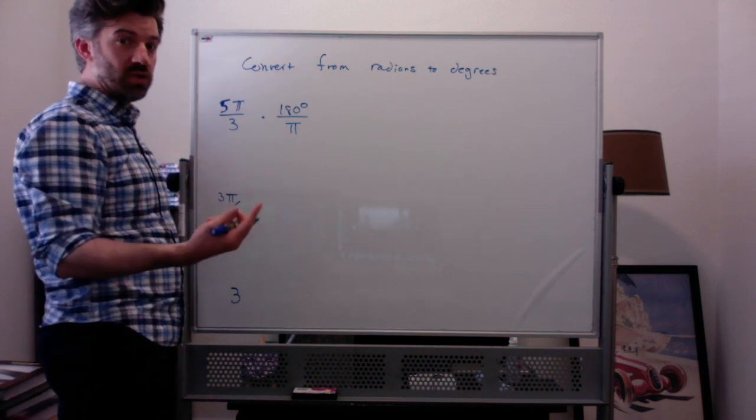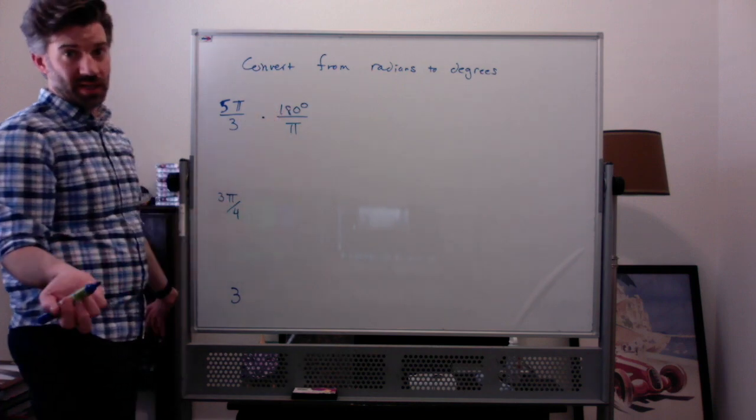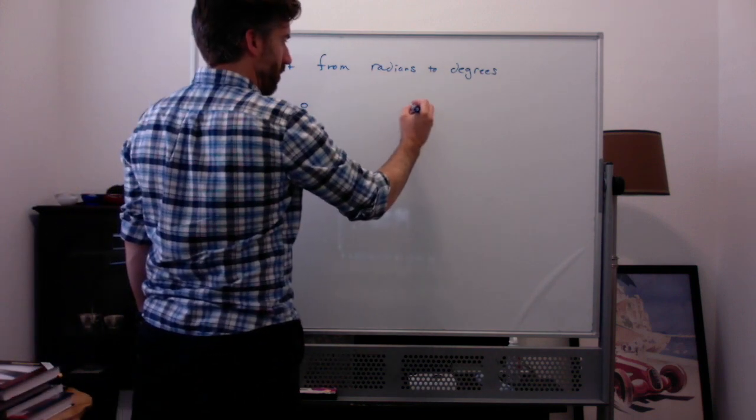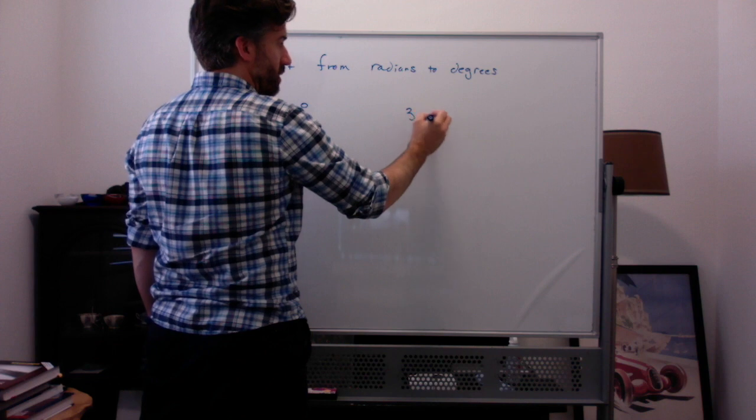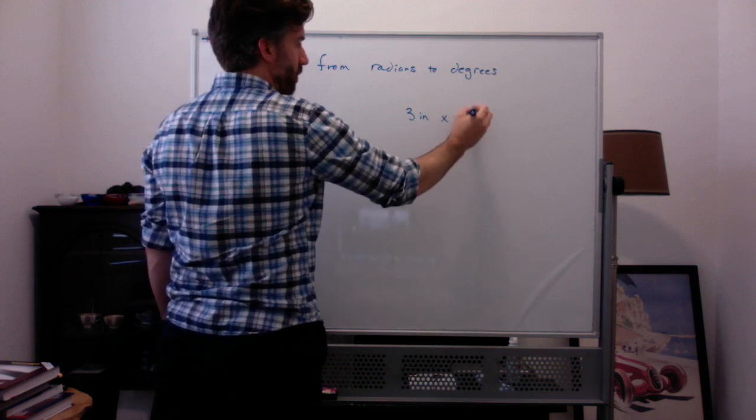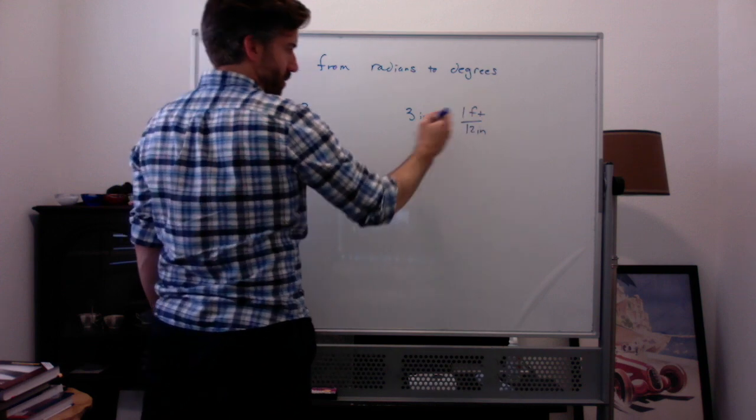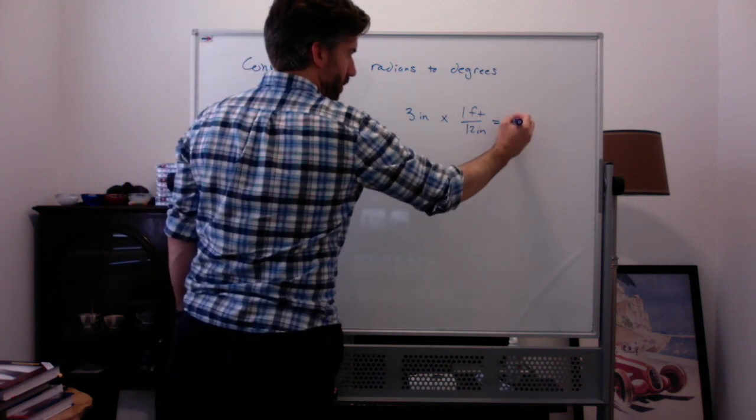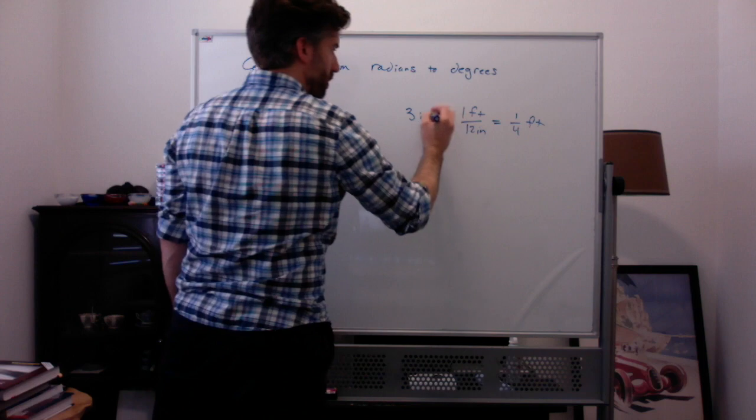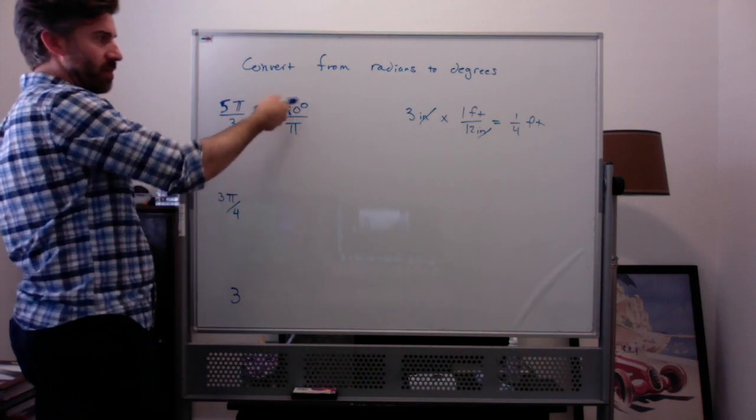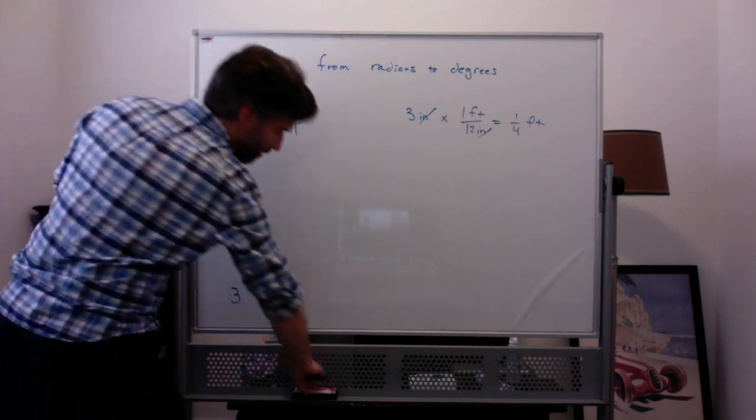Whenever you're trying to convert from something to something else, the thing you want to end up measuring in should always be on top of your fraction. For example, if you wanted to convert from inches to feet, 3 inches, you would multiply by 1 foot over 12 inches because you want to end up with feet. And you end up with 3 over 12, which is 1/4 of a foot. All right, same idea here. We want to end up in degrees, so the degree should be what's on top.